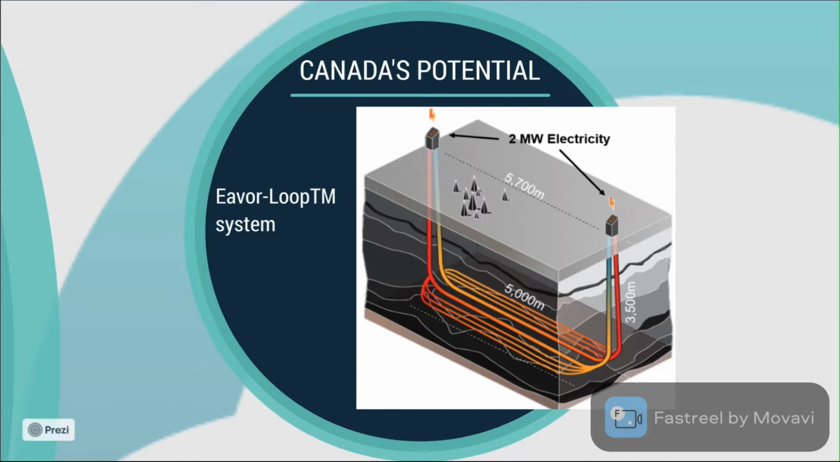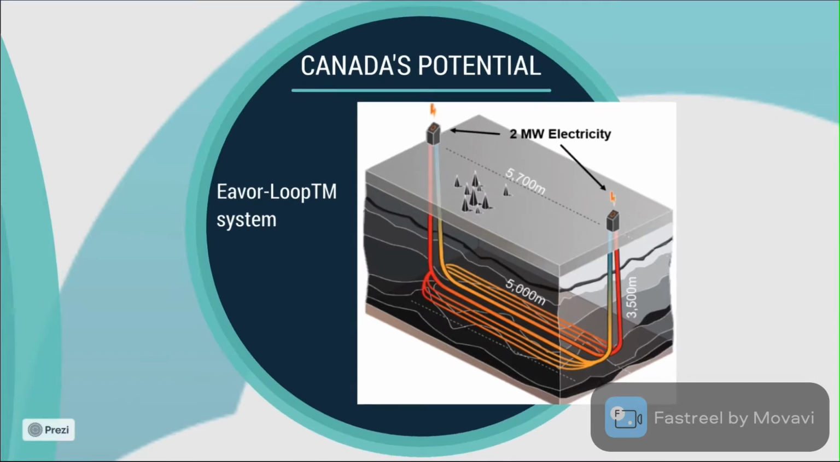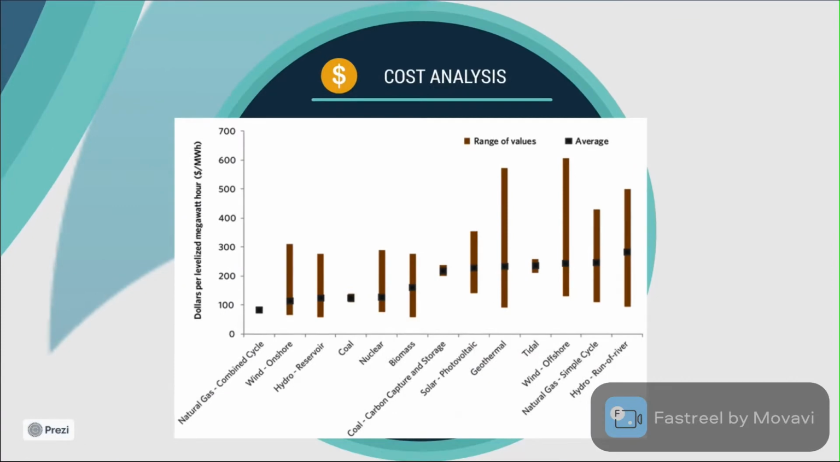Canadian company Eavor Technologies has drilled a pilot for the Eavor-Loop system, and it does not require water to flow through the reservoir. This technology could be the future of geothermal. The financial cost of generating power from geothermal is between $100 and $600 per megawatt hour. Using the United States as a comparison, the upfront cost of geothermal energy is usually around $10,000 to $20,000 USD.